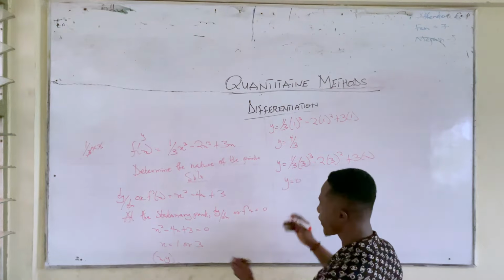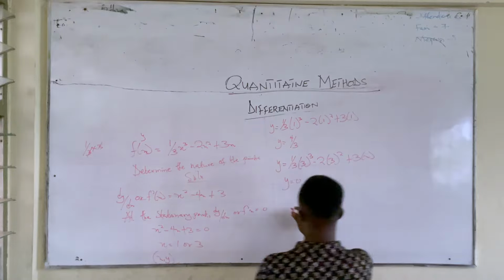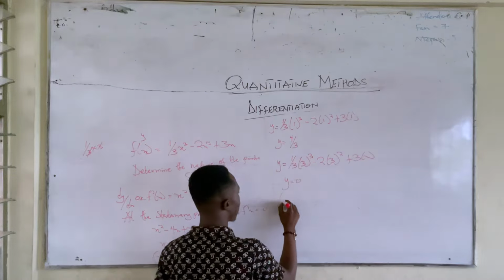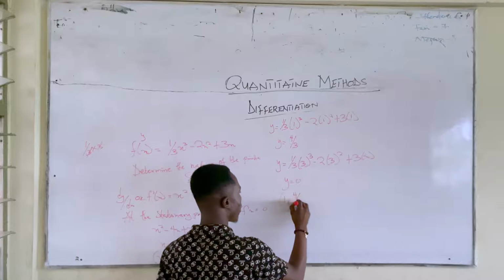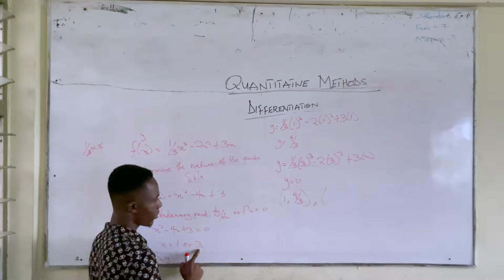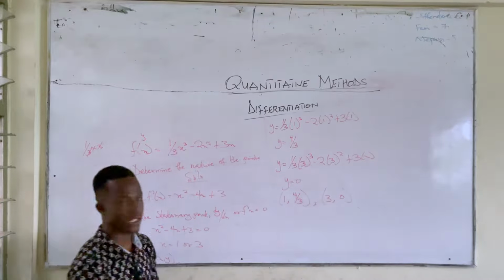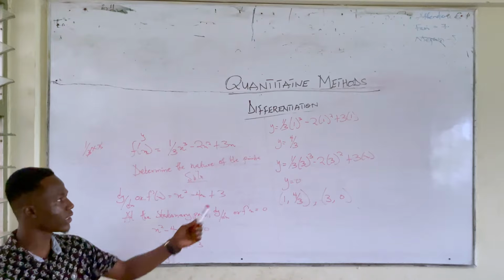So now you can say for your point, whenever x is equal to 1, y is equal to 4 on 3. So your first point is 1, 4 on 3. So this is the first point. Then the second point, you have 3 and 0. Okay, so these are the stationary points. These are the stationary points.